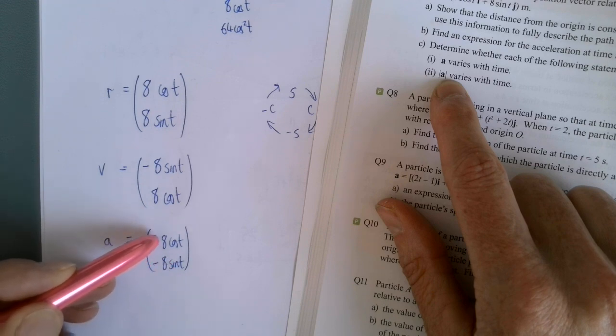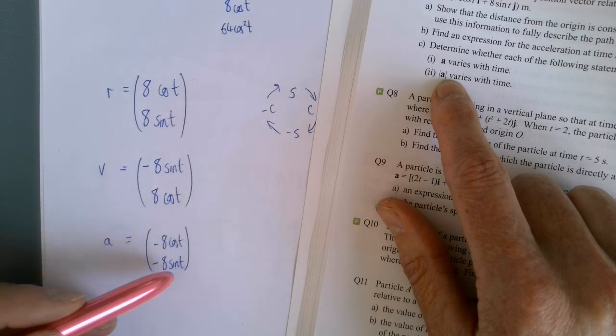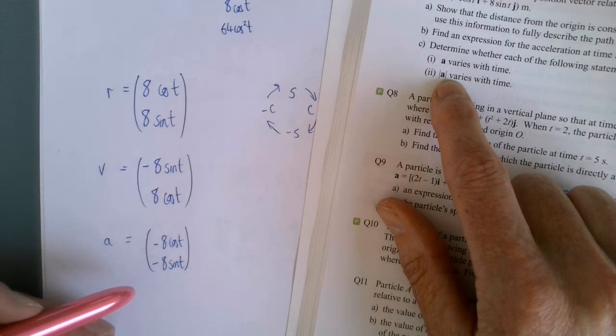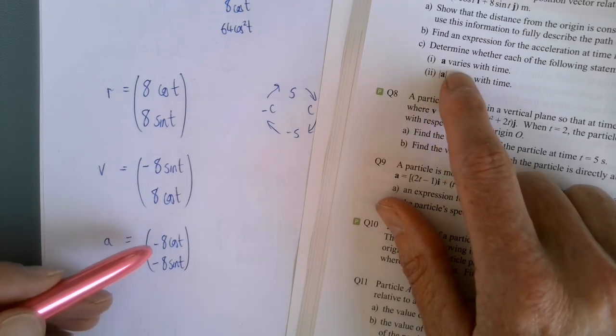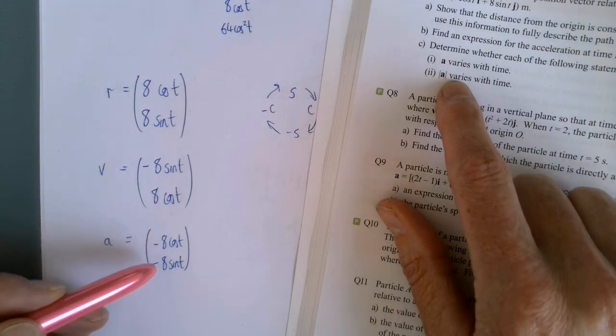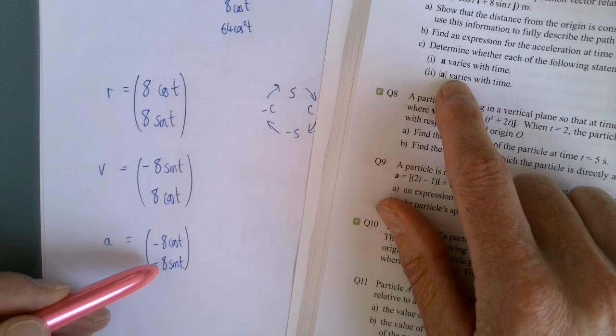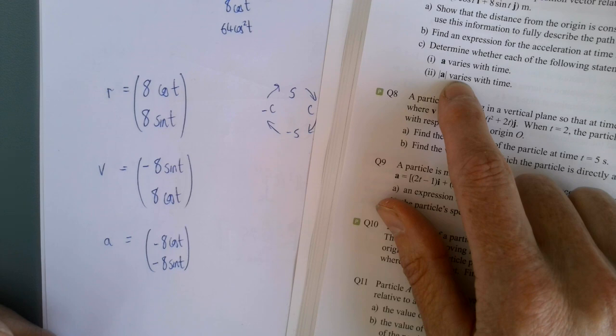So this particle will be accelerating in different directions in different ways. This is describing the x acceleration, and that's going to vary between -8 and +8. And this is describing the y acceleration, which is going to vary between -8 and +8. But the overall magnitude of the acceleration will not change. That will stick at 8. So part 1, A does vary with time because the x and y components will both vary, whereas the magnitude does not vary with time, so the statement here is false because the magnitude of this will always be 8.